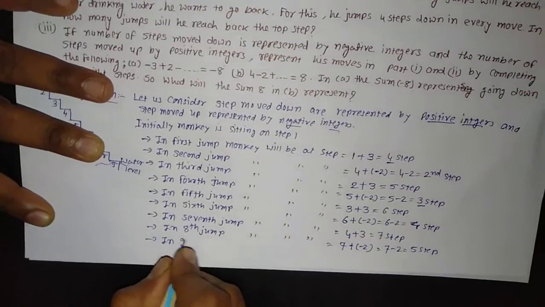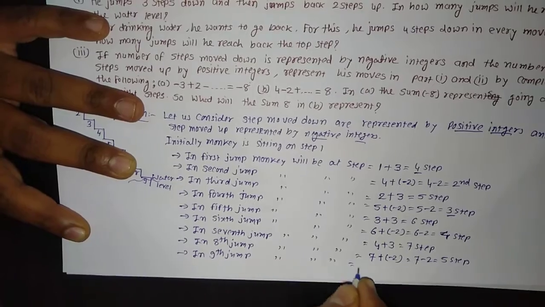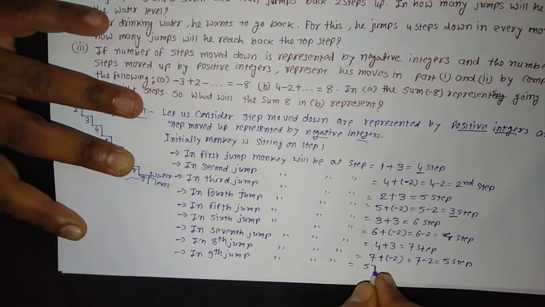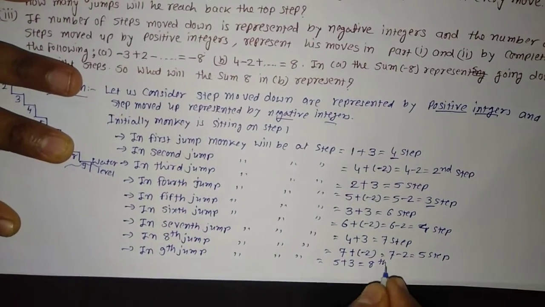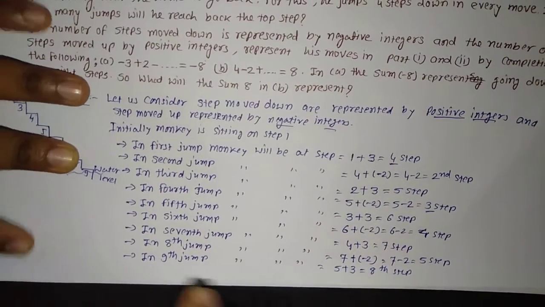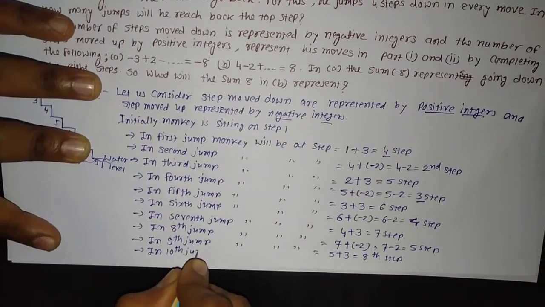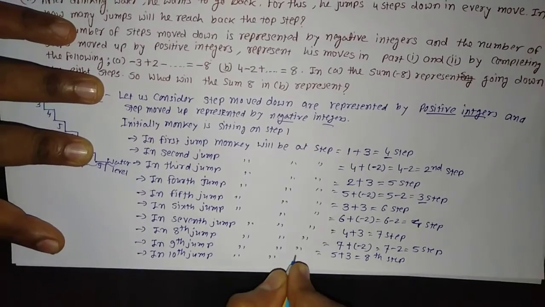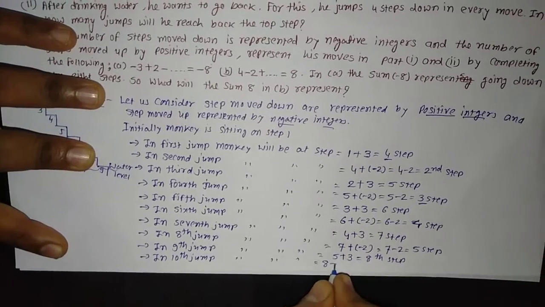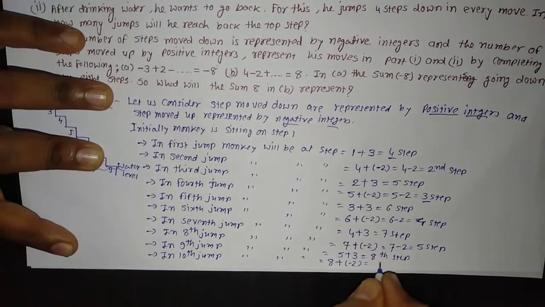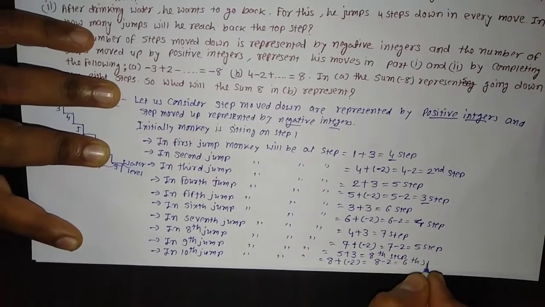In 9th jump, where will be the monkey? In 8th jump, he was on 5 plus goes down 3. So 5 plus 3, the monkey will be on the 8th step. Again in 10th jump, monkey will come 2 steps back, that is up. So 8 plus minus 2, that is equal to 8 minus 2 is equal to 6th step.